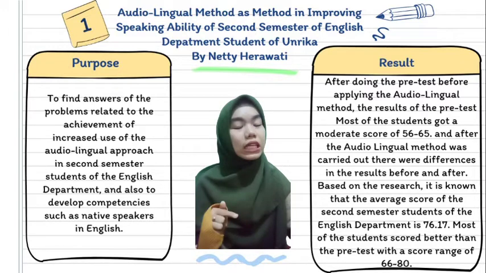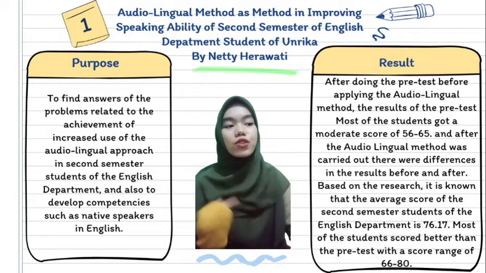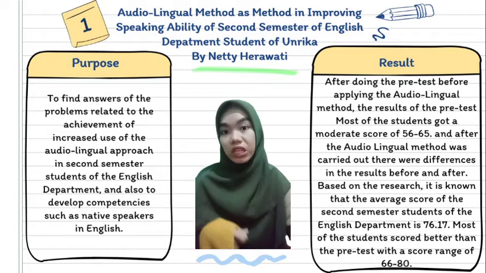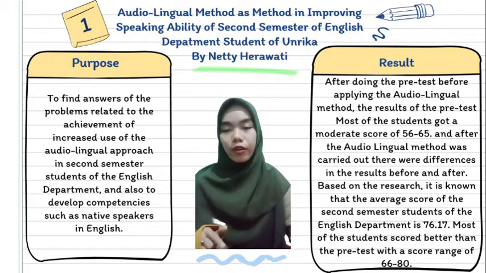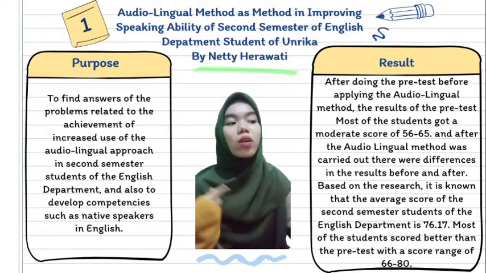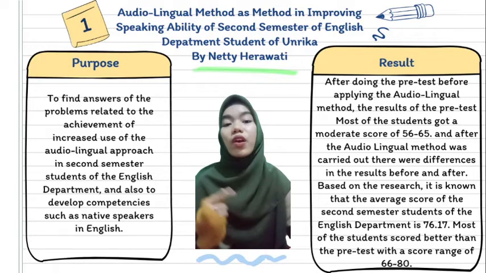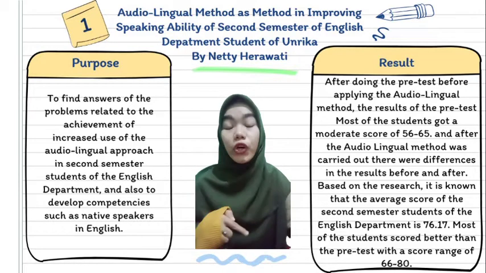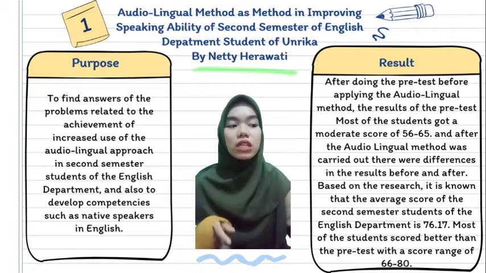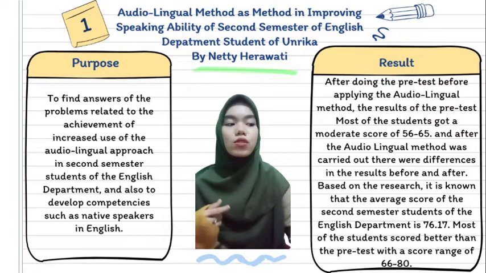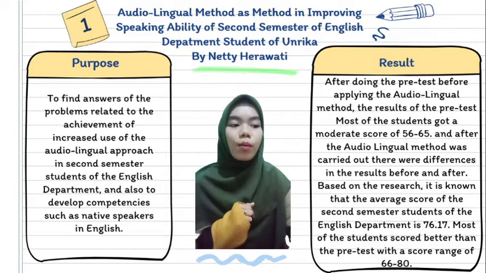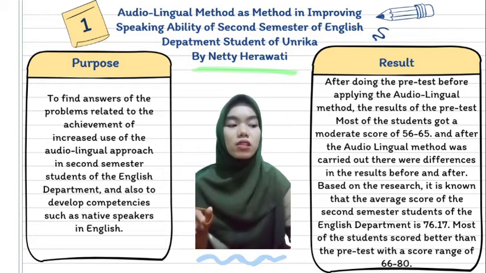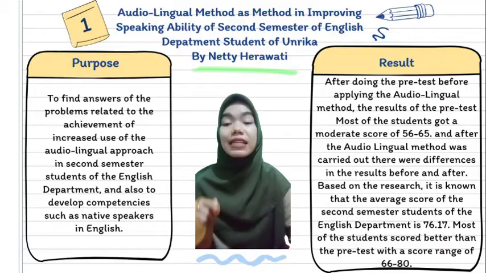And the result is, after doing the pretest before applying the audiolingual method, most of the students got a moderate score of 56 until 65. And after the audiolingual method was carried out, there were differences in the result before and after. Based on the research, it's known that the average score of the second semester students of the English department is 76.17. Most of the students scored better than the pretest with a score range of 66 until 80.